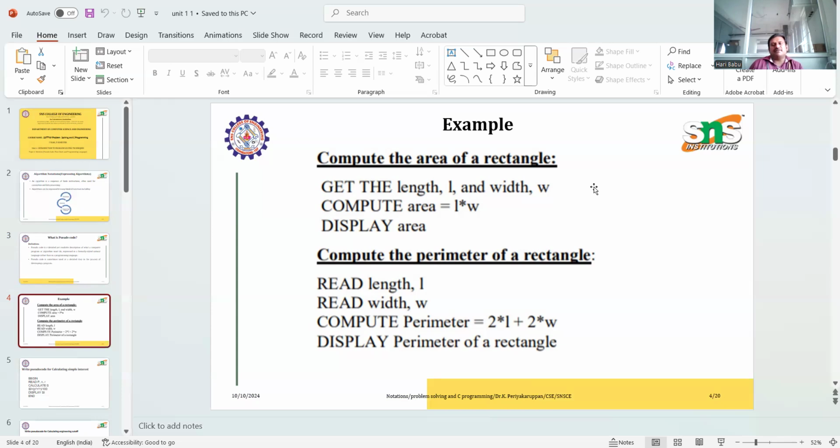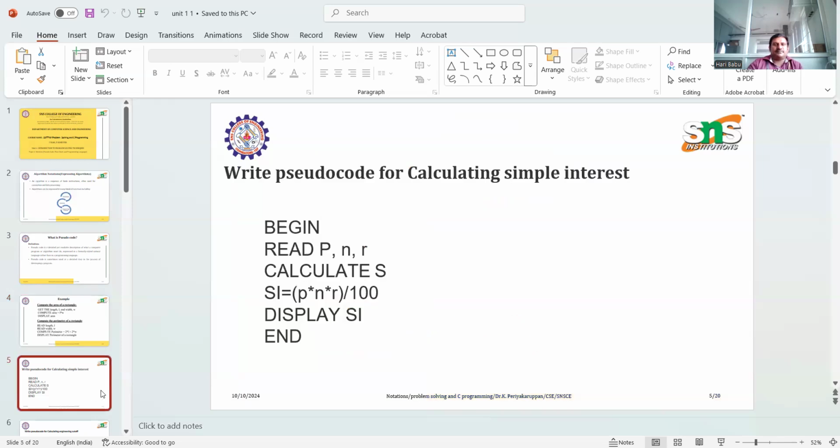Similarly, for the perimeter of a rectangle: read L, read W, and compute perimeter, 2 into L plus 2 into W. Display the perimeter of the rectangle. So the perimeter will be displayed. In this we mention the name, and it should be perimeter, not perimeter rectangle. So we write whatever the requirements we need.